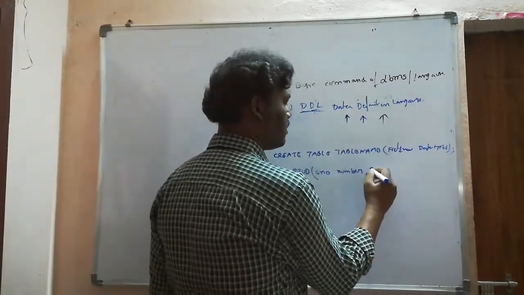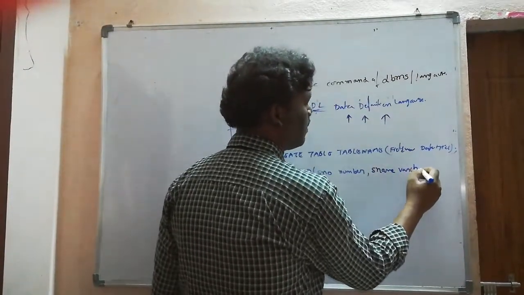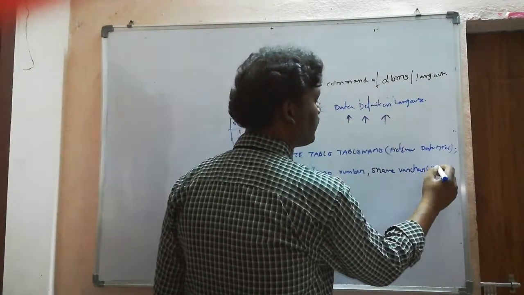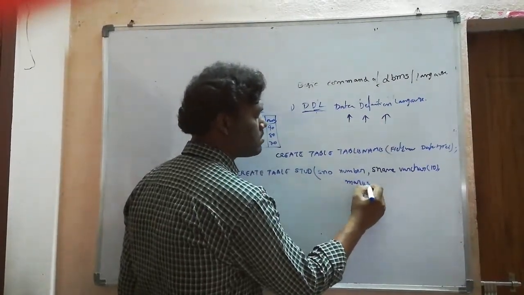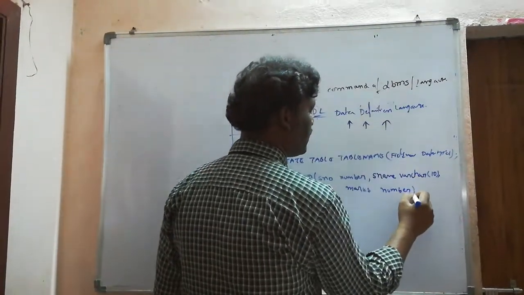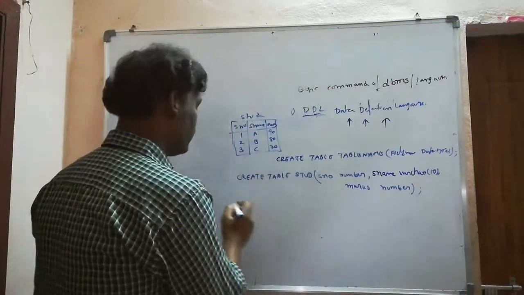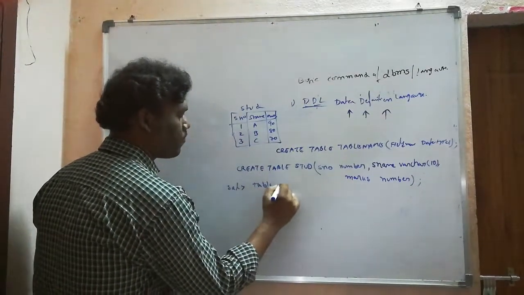And another one is the student name. So here we are considering the varchar data type. For example, I'm considering varchar of 10. And another one is marks. Marks also belongs to the numerical data type, so that's why I'm giving the number data type. When we give the command like this, the output is table created.